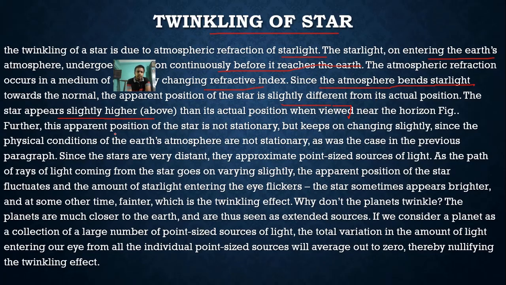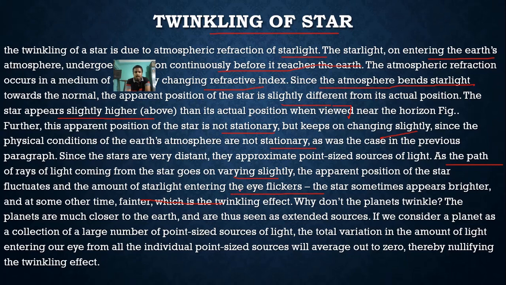Further, this apparent position of the star is not stationary, but keeps on changing slightly. Since the physical conditions of Earth's atmosphere are not stationary, and since the stars are very distant, they approximate point-sized source objects. As the path of the rays of light coming from the star keeps varying slightly, the apparent position of the star fluctuates and the amount of starlight entering the eye flickers.